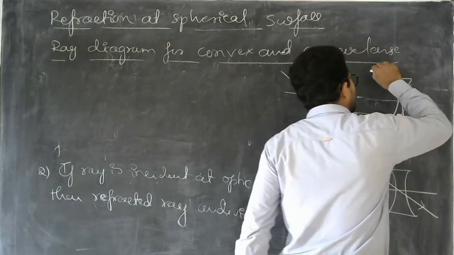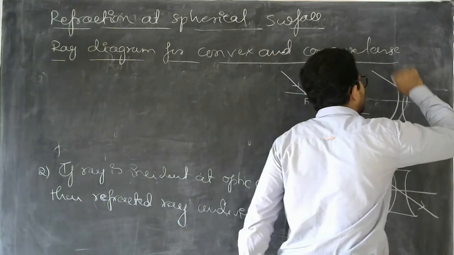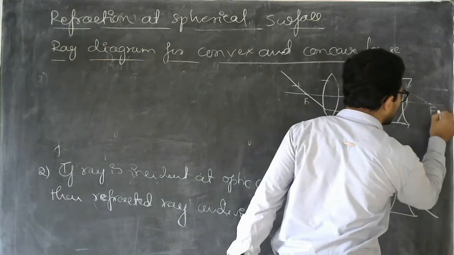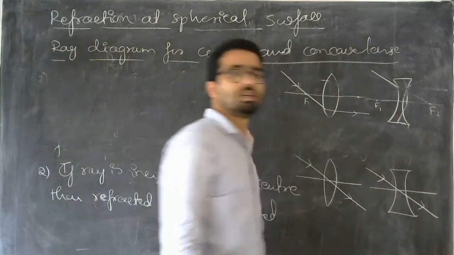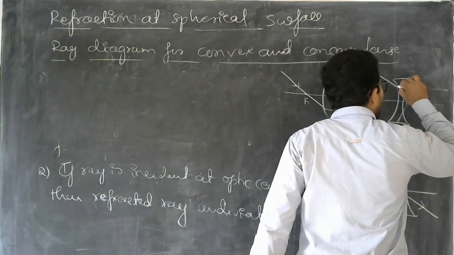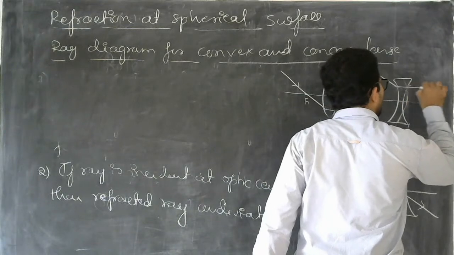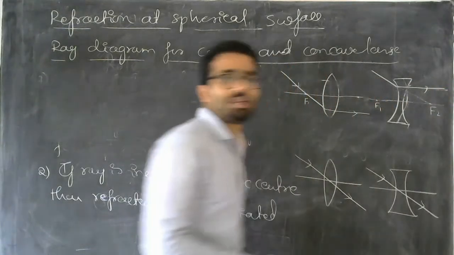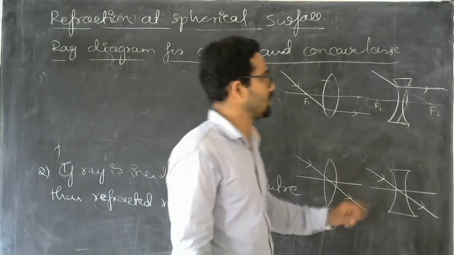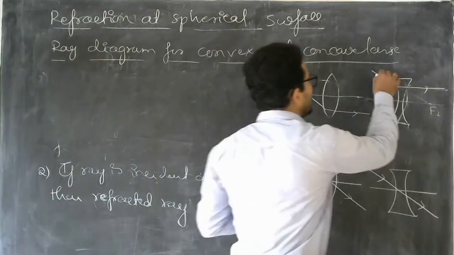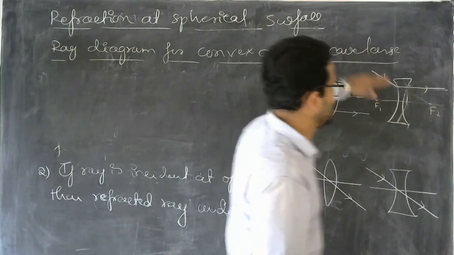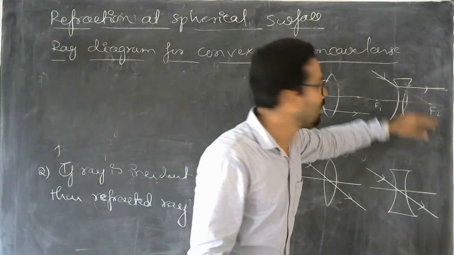If a ray is directed through a concave lens like this, and it appears to meet at the second focal point, which is F2, this is F1, then at this point it will undergo refraction, and the refracted ray will pass parallel to the principal axis. So this is in the case of a concave lens. This is the direction of the incident ray which appears to meet at the second focal point, and after refraction it will pass parallel to the principal axis.